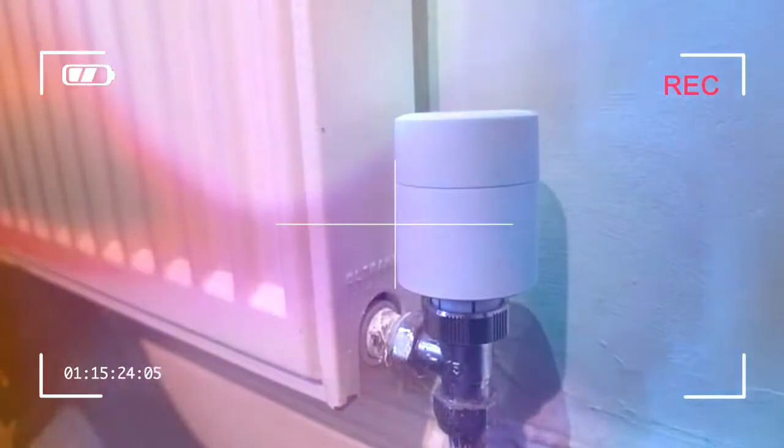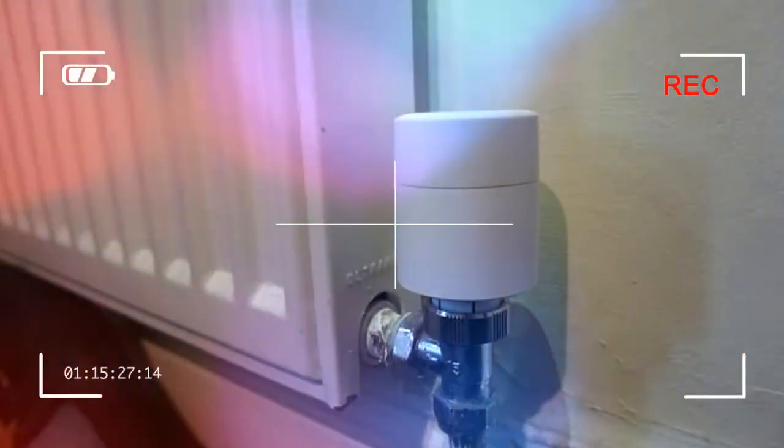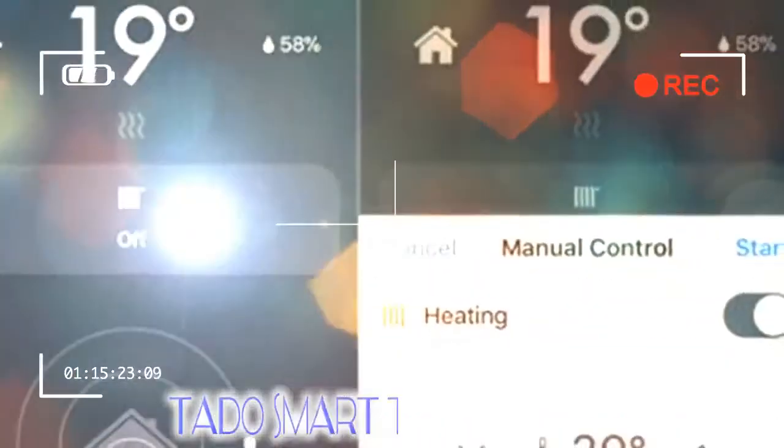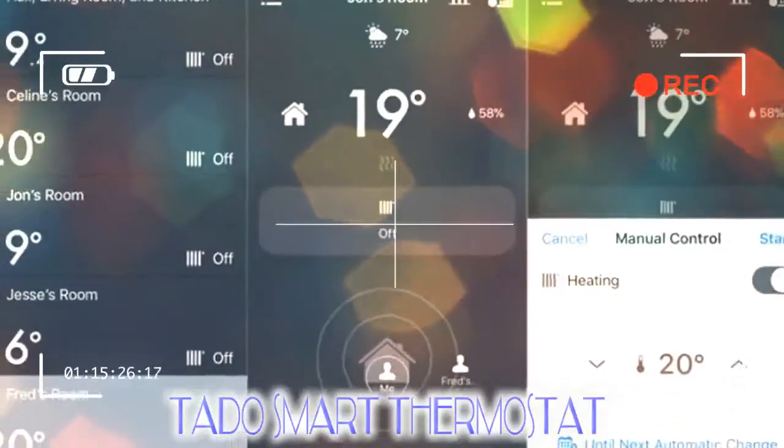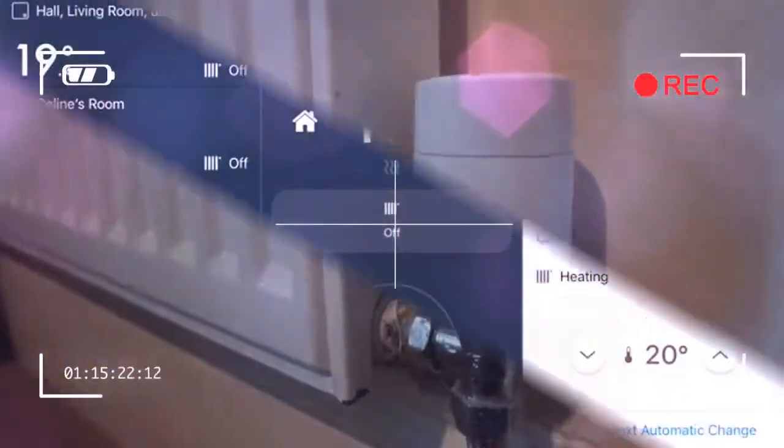This left just 2 valve-equipped radiators in our home without the Tado radiator valves. We chose to not install these on the radiators in our kitchen and living room since they're the most likely to be the same temperature as the hallway where the central thermostat is.